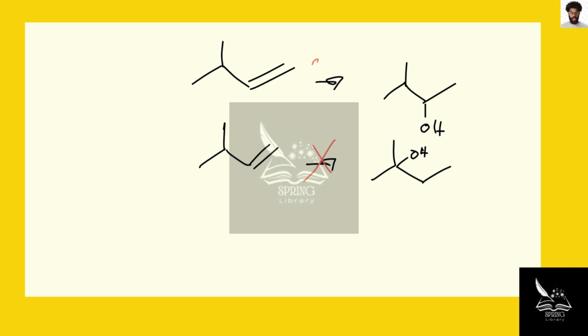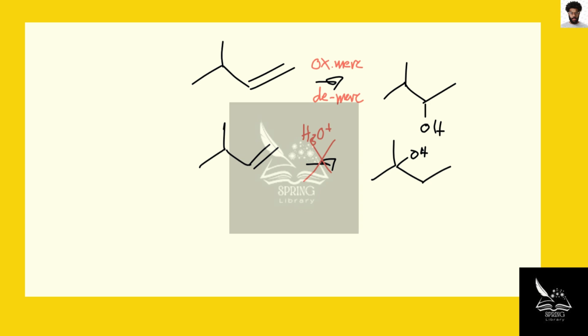So oxymercuration-demercuration is Markovnikov, no rearrangements, versus acidic water, which is Markovnikov, but rearrangements can happen. Hydride shifts, methyl shifts, etc. Okay. Which statement is true in the oxymercuration-demercuration reduction of an alkene? Markovnikov orientation and syn addition occur.